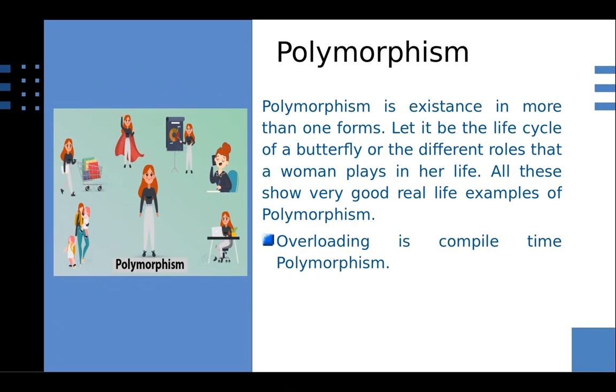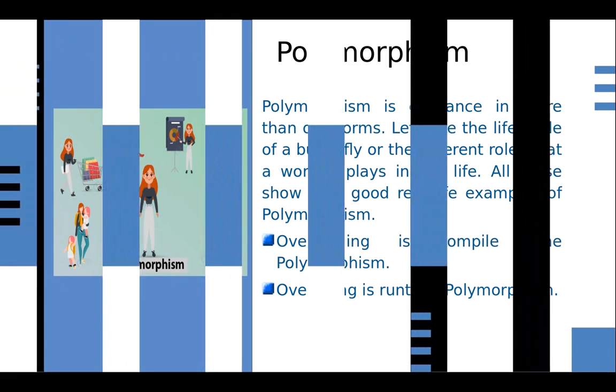Those were real life examples. But in programming, overloading is compile time polymorphism, and overriding is runtime polymorphism. That is, overloading and overriding are how polymorphism is made possible programmatically. Overloading is again method overloading and constructor overloading. And we'll come to what overloading and overriding are in the detailed sessions.